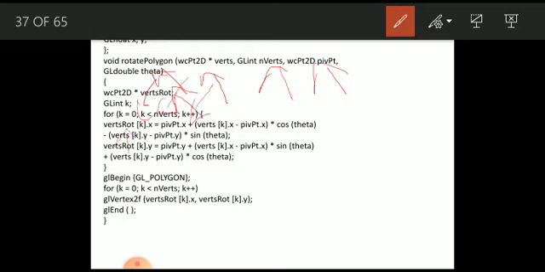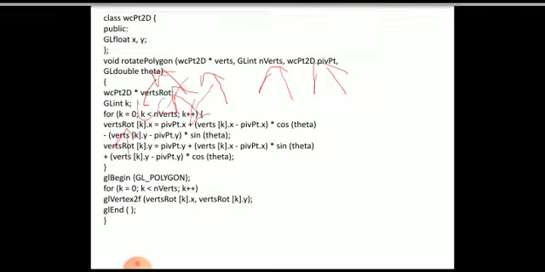Words k dot x is equal to pivot point dot x plus (words k dot x minus pivot point dot x) into cos theta minus (words k dot y minus pivot point dot y) into sine of theta. Now to look at this, it may create a confusion in your mind, but it is not that complex actually. We have seen an equation earlier in our slides.